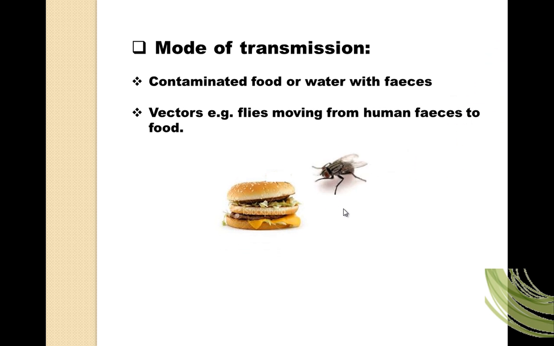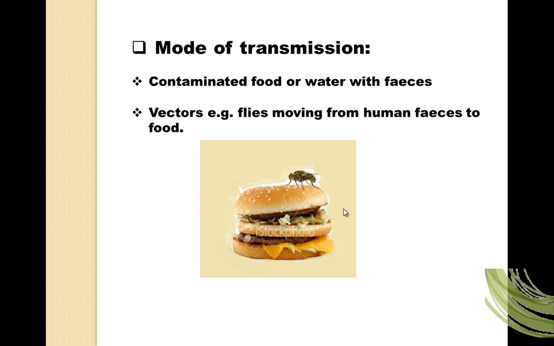Mode of transmission. Now this is not a respiratory disease, it is a disease of digestive system. So the mode of transmission is different. Mainly the contaminated food or water with feces is the main mode of transmission for the cholera. Vectors, for example flies moving from human feces to food. You must have observed when we open food there is a gathering of flies on the food, and this fly may come from the human feces to the food and they spread the disease.